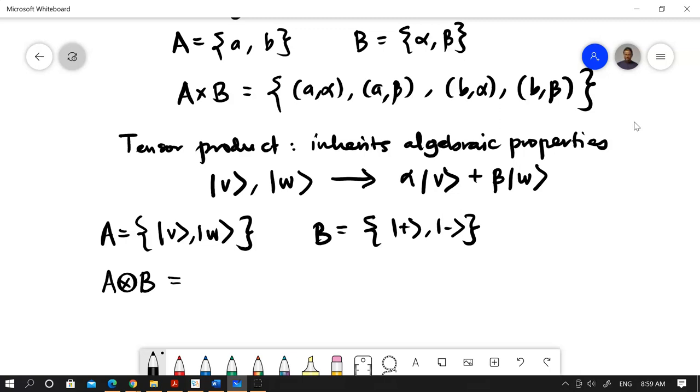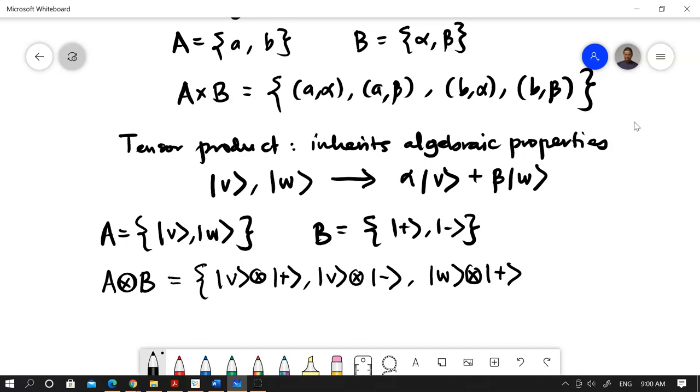So this tensor product of these two vector spaces will have a similar kind of thing. You get all these different pairs, so I can have, for example, V tensor product plus, V tensor product minus, and then W tensor product plus, W tensor product minus. So far this is just saying that I have this property just like the Cartesian product. So this will be the basis of this bigger vector space A tensor product B.